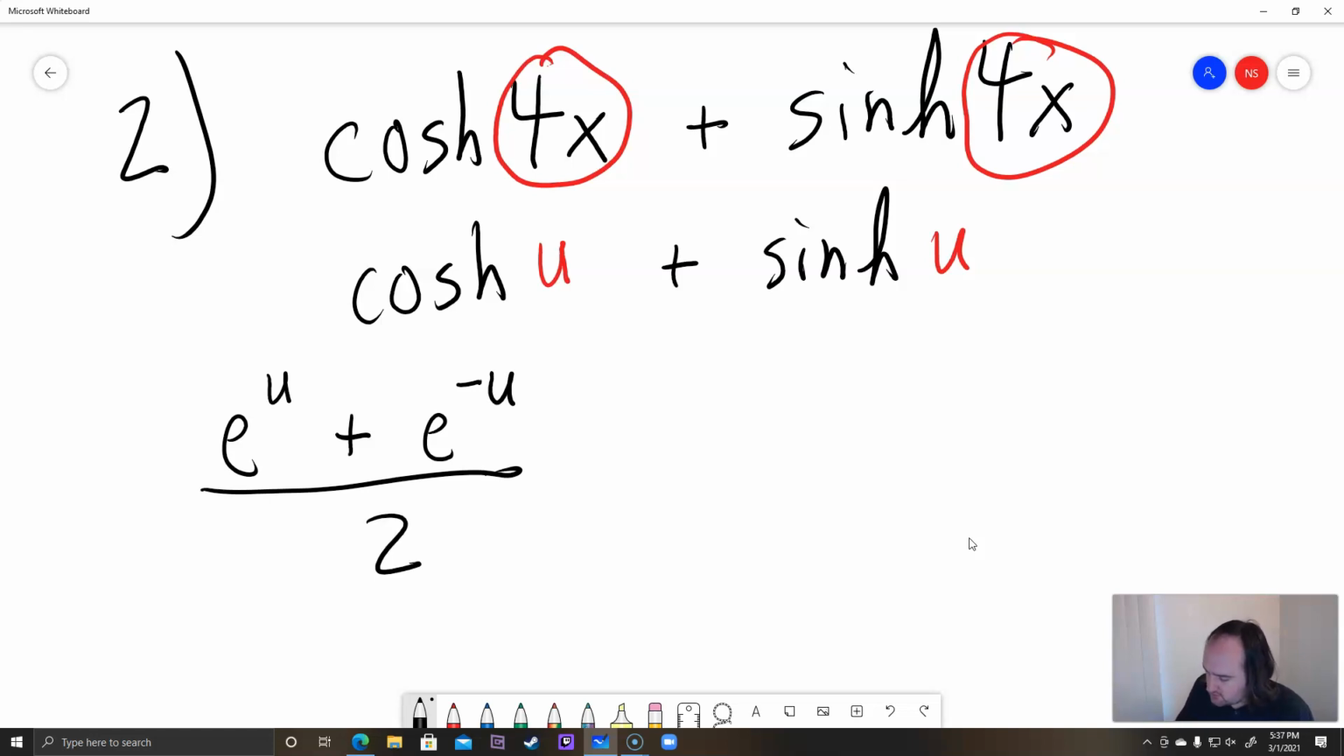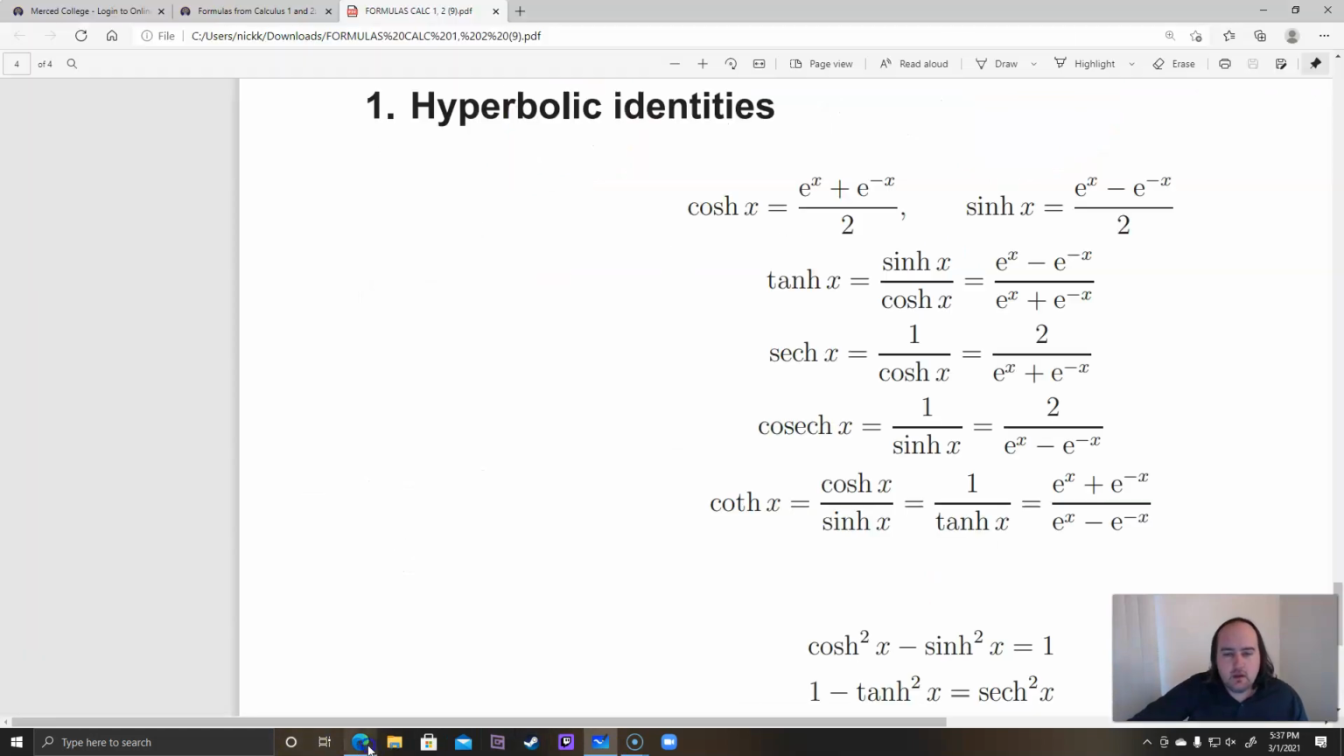That's cosh of u. And then sinh of u, well, let's see. On our formula sheet, sinh of x is e to the x minus e to the negative x all over 2. But here our variable is u instead. So it's going to be e to the u minus e to the negative u all over 2.